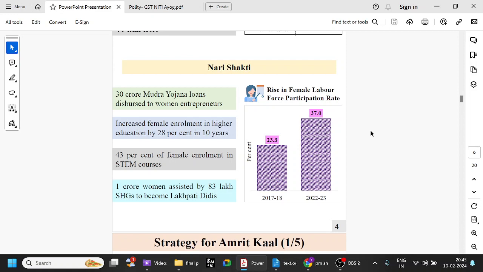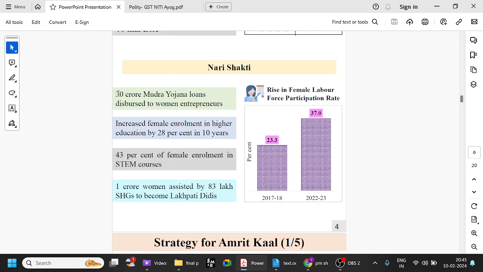So Nari Shakti, women empowerment, and this is very important. Female labor force participation rate. You can see the percentage of female workers in the formal economy. Female labor force participation rate has increased from 23.3 to 37%. So the number of women getting into formal jobs is increasing. That is a good sign.